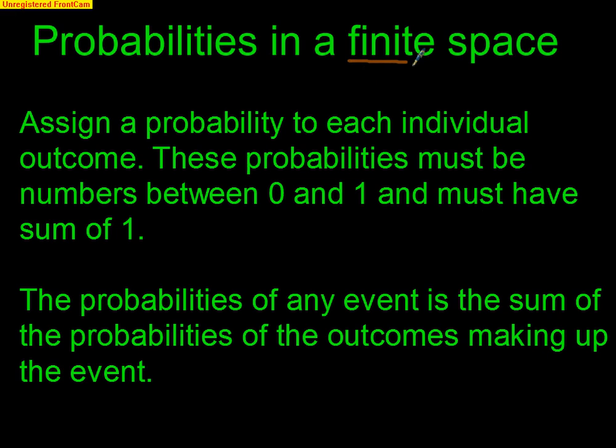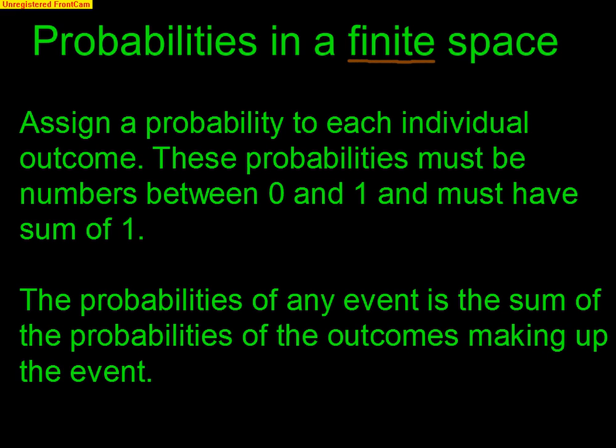Probabilities in finite space. Finite means you can count it. That's all finite means. Finite means countable. It's the opposite of infinite. So here's what you do. You assign a probability to each outcome, and we know it has to be between 0 and 1, and everything has to add up to 1. That's probability rules 1 and 2 together. The probability of any event is the sum of the probabilities of the outcomes making up the event. In other words, this is just extending rule 4 that we just learned about.